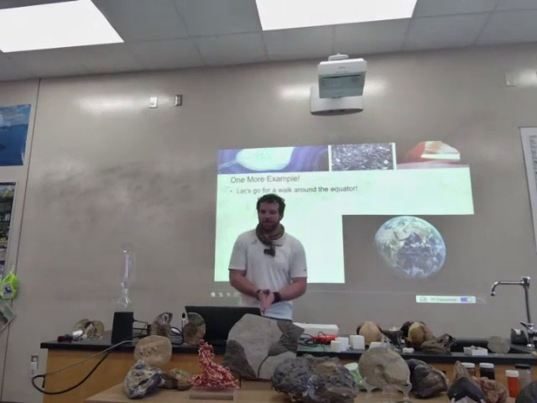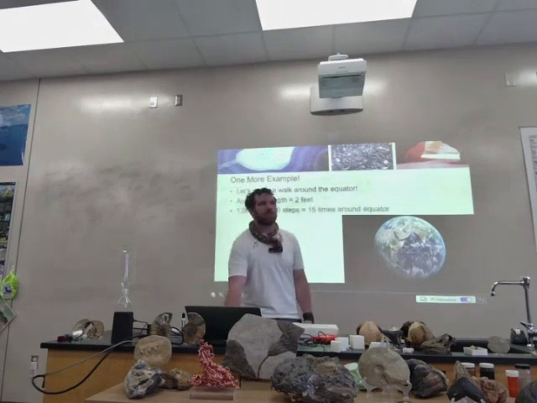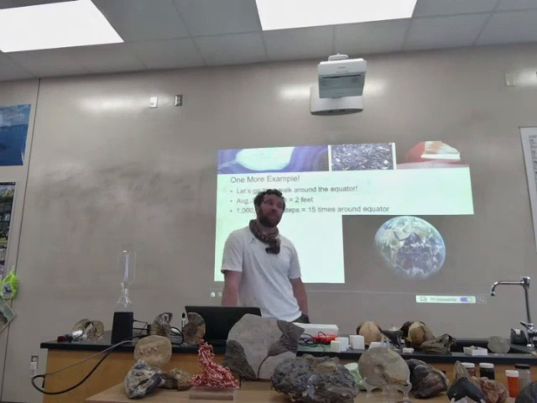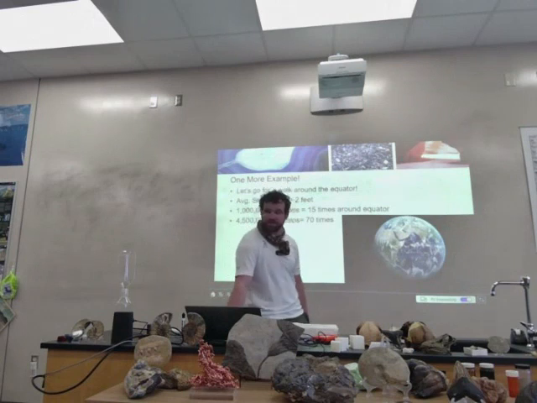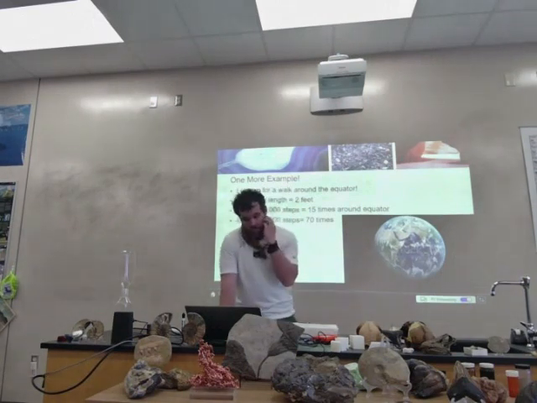Okay, now let's walk around the equator. The average adult step length is about 2 feet. That means for 1 billion steps, we would need to go around the equator 15 times. I saw Trent's eyes get really large there. But for 4.5 billion, 70 times. It's a lot of steps. No one's going to take me up on this? All right, last chance. All right, fine.